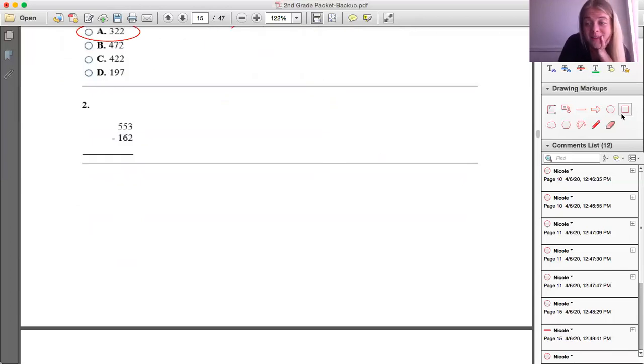Number 2, this one you are actually going to have to subtract. So 3 minus 2 is 1, 5 minus 6 is 1, and 5 minus 1 is 4. You should have had 411 for your answer.